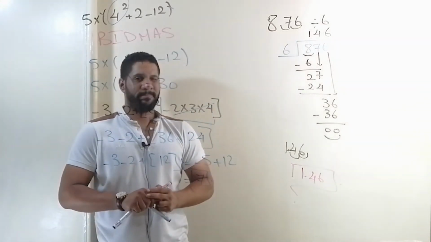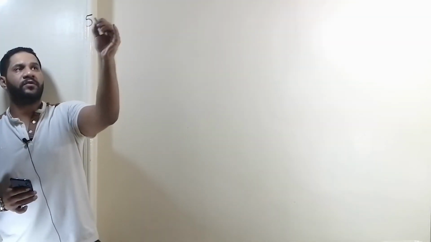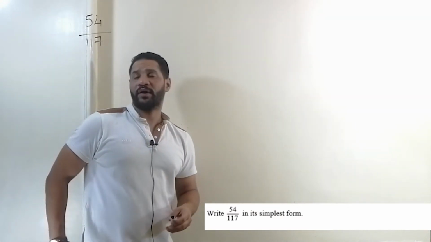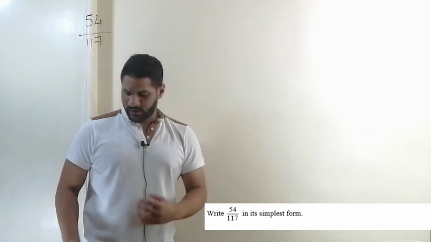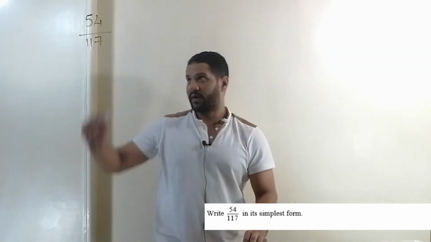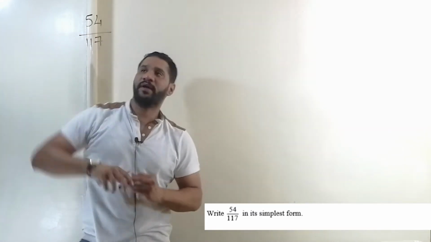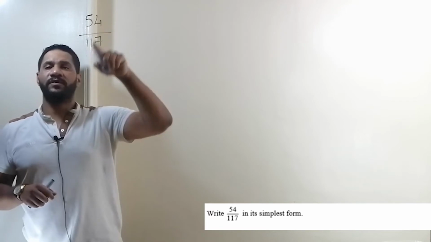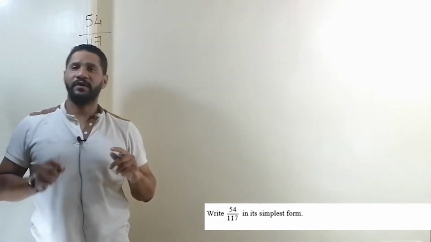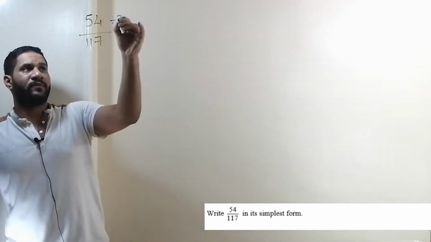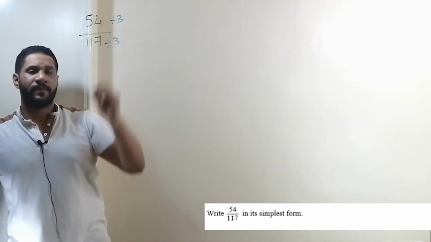Okay. Let's look at example 18. He gives me 54 over 117 and he asks me to write it in the simplest form. Okay, to write any fraction in the simplest form, you start dividing it by a number that's divisible by up and down at the same time. You can see that 5 plus 4 gives 9 and 1 plus 1 plus 7 gives 9. So these numbers are divisible by 3. So I can divide up and down by 3.